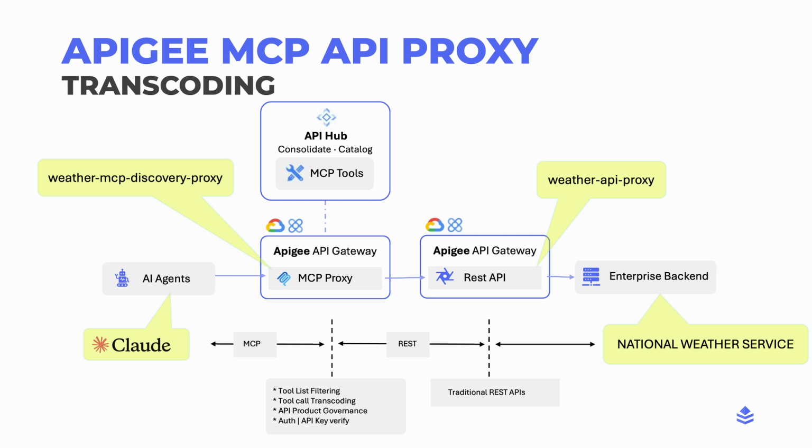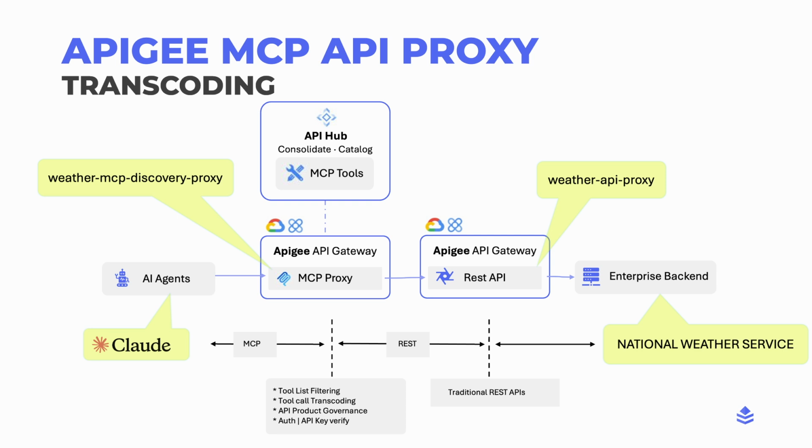The MCP client, for example, Claude, connects to the Apigee MCP endpoint. The MCP Discovery Proxy exposes available API operations as tools. When Claude calls a tool, Apigee maps the tool call to the corresponding API operation. Then the regular Apigee API proxy routes the request to the original backend. This means that the AI agent does not need to know the backend details directly. It works with the tools exposed through Apigee.